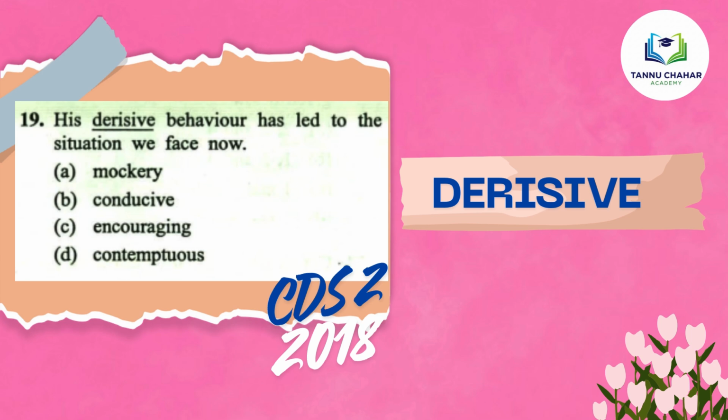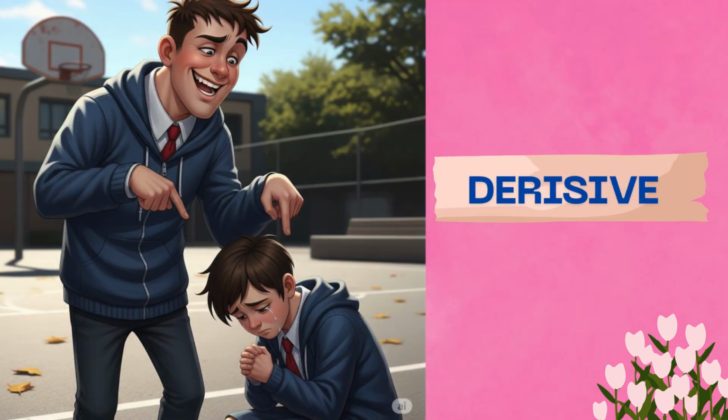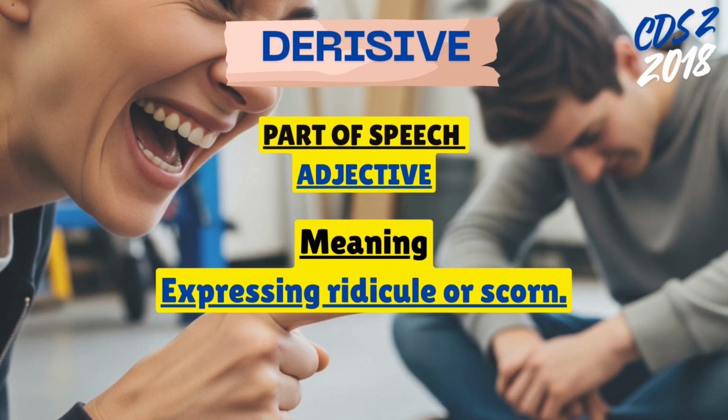Our next word is derisive. To truly understand this word, think about that boy in your school who laughs at someone's mistake, and it's not a friendly laugh, it's a mean one, meant to make the other person feel stupid. That kind of rude, mocking behavior is derisive. The word means expressing ridicule or scorn. It's about looking down on someone and showing it through your actions or words.